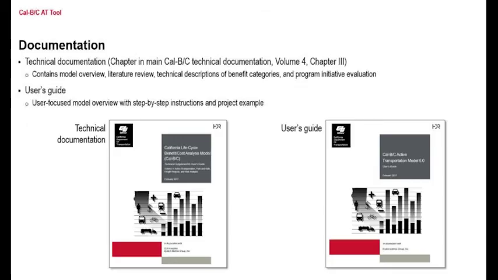The other thing is there is documentation included in the CalBC technical documentation. As I mentioned earlier, there are 4 volumes in the technical documentation. This being one of the new additions to the CalBC framework is in volume 4. And if you look at chapter 3 of volume 4, it has all the details of how benefits are calculated, what was the research, the literature review that was done to justify why the benefits are calculated that way. So if you need technical documentation, you can go there.